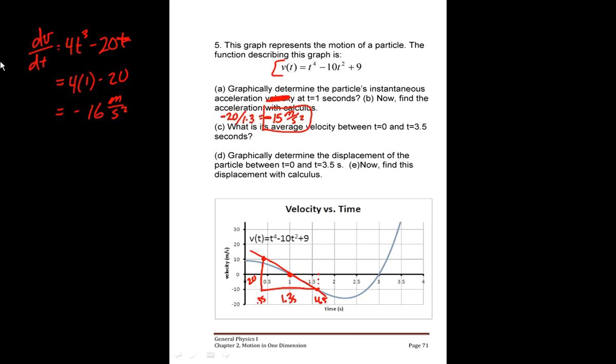What is the average velocity between t equals 0 and t equals 3.5 seconds? Okay, this should actually say what is the average acceleration.